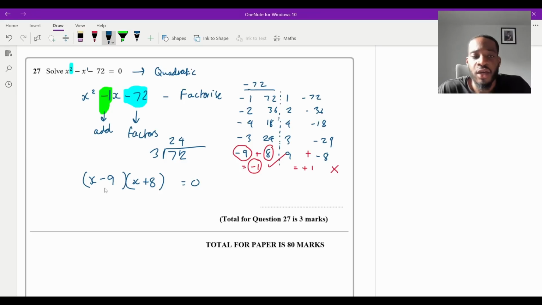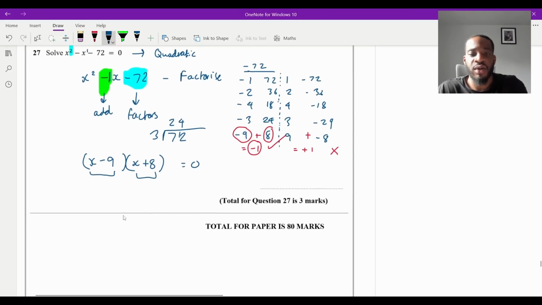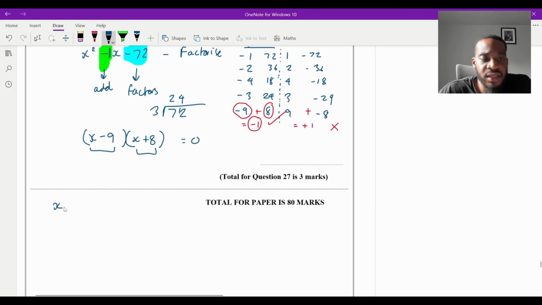What do you do here? You just set each of these things inside the brackets equal to 0 and then solve. So let me do that there. It's going to be x minus 9 is going to equal 0. That means x is going to equal 9, right? Or x plus 8 is going to equal 0. That means x is going to equal, move that 8 over to the right, we're going to take 8 away from both sides, so it's going to be minus 8. So your two answers are going to be x equals 9 or x equals minus 8.